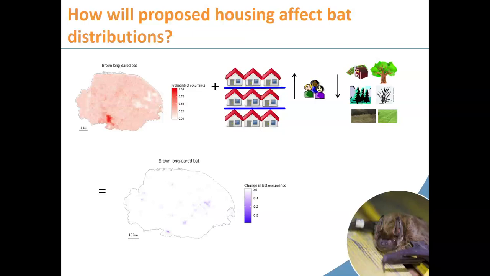So if we go on to how we actually managed to look at proposed housing impacts, we basically adapted the models that we had to account for the impact of housing. So we reduced the habitat in squares where buildings were by the amount of area the buildings were projected to take up, and we increased the human population density in these squares by the average number of people you would get occupying a house. But we didn't allow building on certain habitats like freshwater and coastal and existing houses because you can't realistically build on those places anyway.